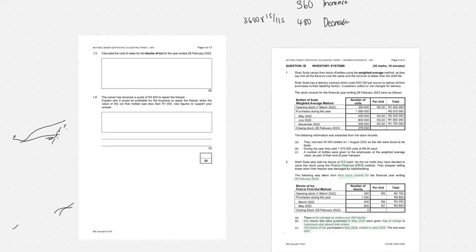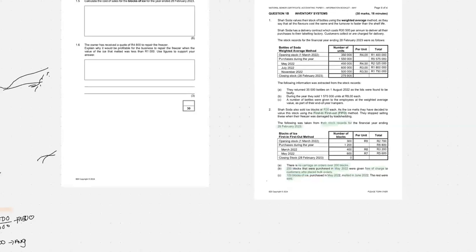So with the units first, just looking at the units, they've given us the opening stock. According to the formula for cost of sales, we would take the opening stock, which is 300, and then we add our purchases, which are 1,200. Then going over now to the other information they've given us. They said 250 blocks that were purchased in May were given free of charge. So we need to minus that because we didn't sell those goods. Those goods were given away.